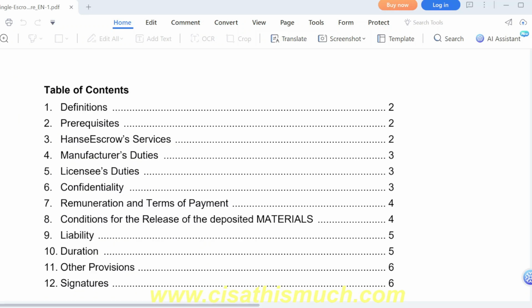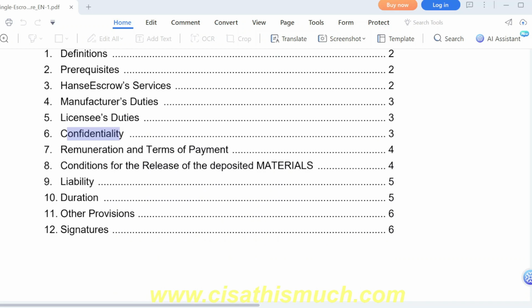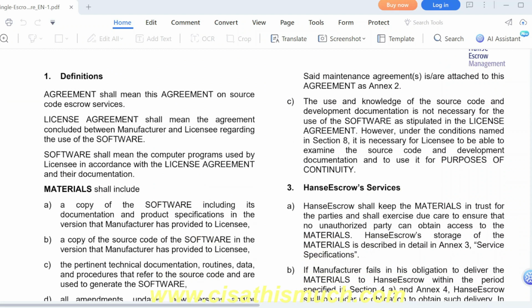Then we have the definitions, prerequisites, conditions, manufacturer's duties, licensee's duties, and confidentiality of the source code. If I am depositing the source code with the escrow agent, they must also maintain confidentiality. They cannot share that source code with anyone. It's a confidential asset. We will discuss it here.